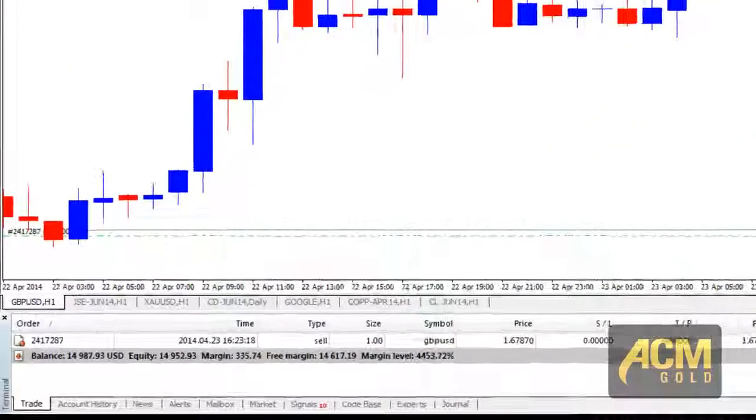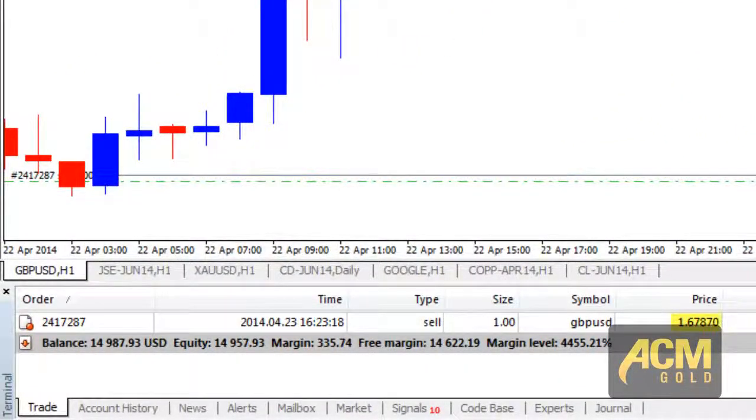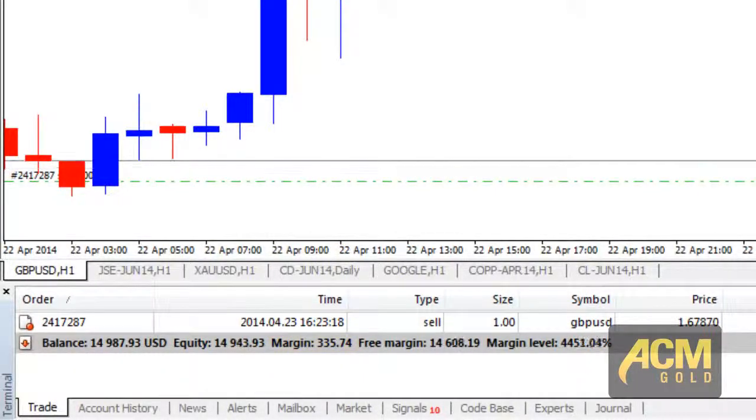Okay, so let's do some trading. We will sell 100,000 British pounds at 1.67870. The margin will be $335.74. This means that if we have less than $335.74 in our account, we will not be able to place this trade.